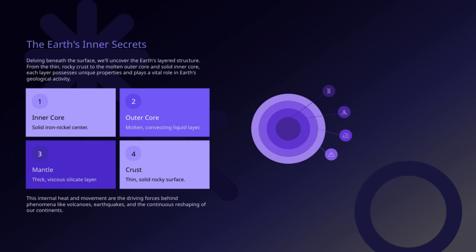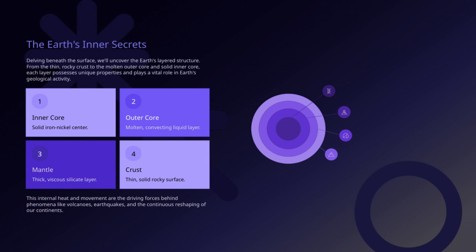First, we have the crust, which is a thin, solid, rocky surface. It's the layer we live on, and even though it's thin compared to the other layers, it's incredibly important because it forms the land, oceans, and everything on the surface. Beneath the crust lies the mantle, which is a thick, viscous silicate layer. This layer is less solid than the crust and can flow very slowly over time. It's responsible for some of the Earth's internal movement, like convection currents, which drive geological phenomena.